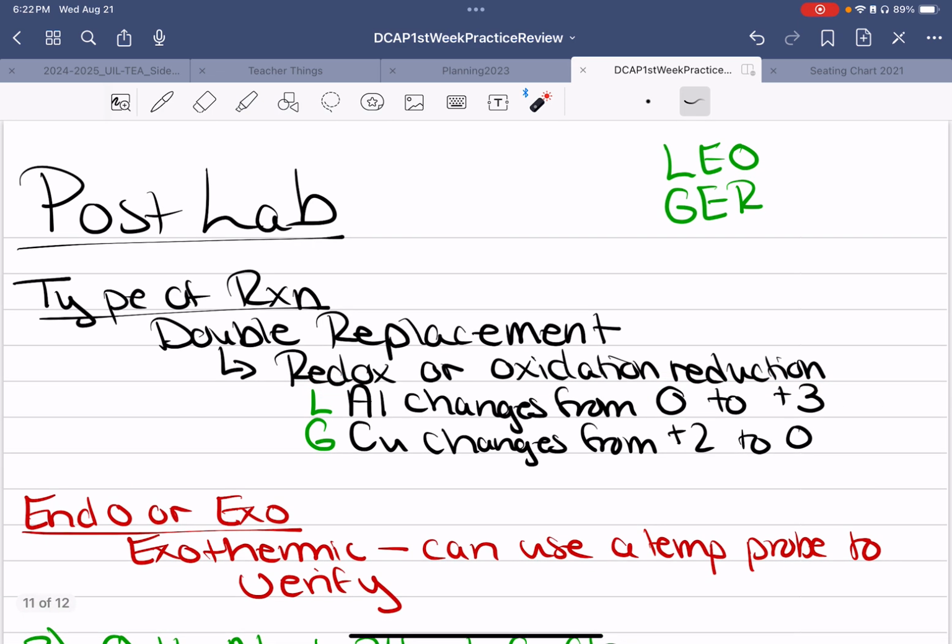A little mnemonic device to remember by is LEO says GER. So if I lose electrons, I'm oxidized, and that would be the aluminum. If I gain electrons, I'm reduced, and that's the copper.